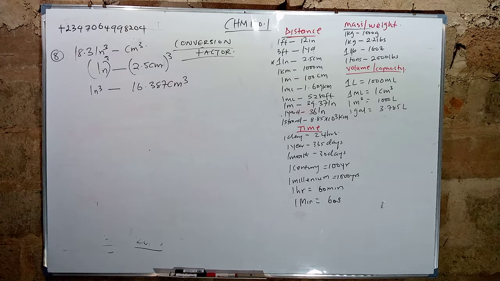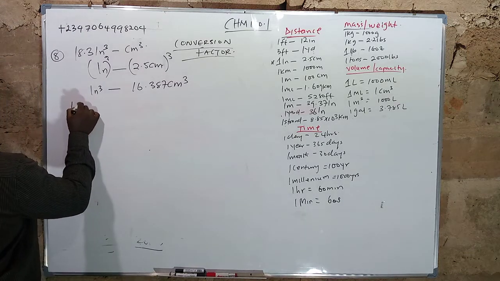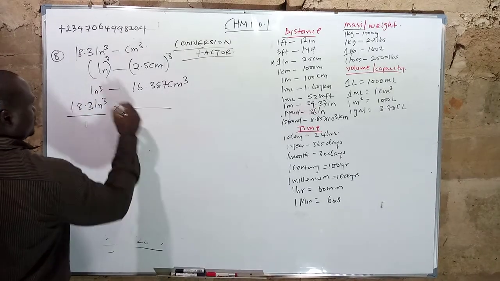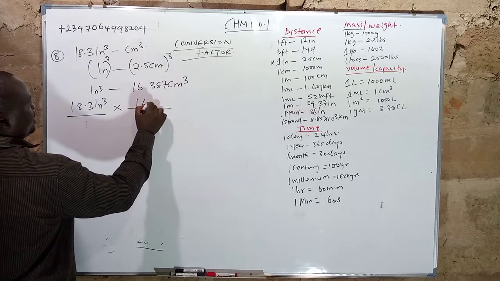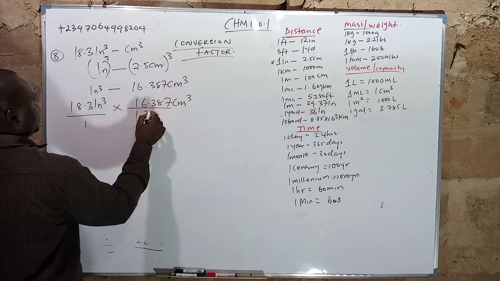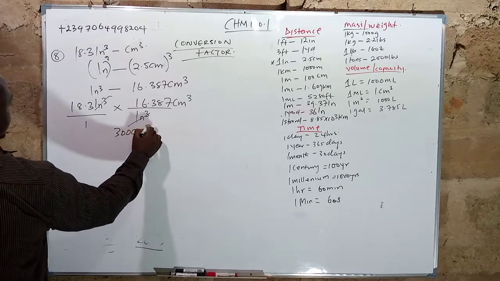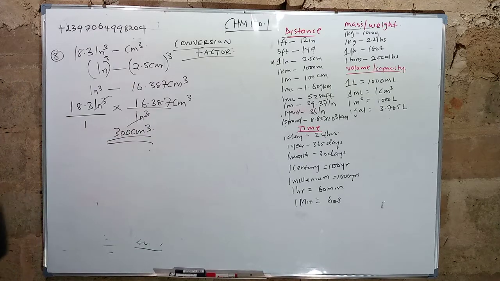So all you need to do right now is to convert it. Start from the one given. This is 18.3 inch cube all over 1 times, of course, inch cube will be here, so you have 16.387 cm cube. This will cancel this, and of course, you punch your calculator, you will end up with this beautiful answer, 300 cm cube. You end up with 300 cm cube, and that is the answer. Now let me go to some more harder ones that will kind of look like another thing, but it's still a conversion factor.